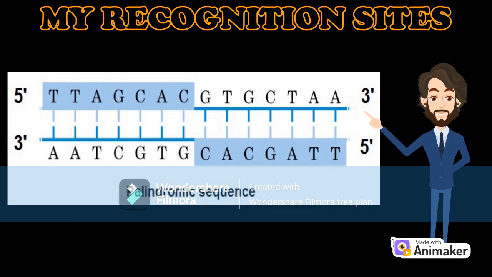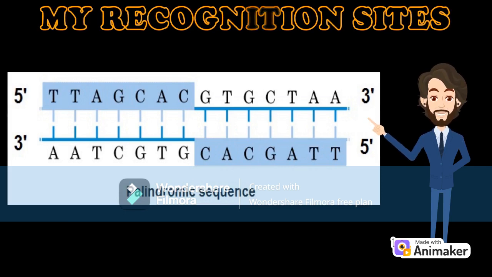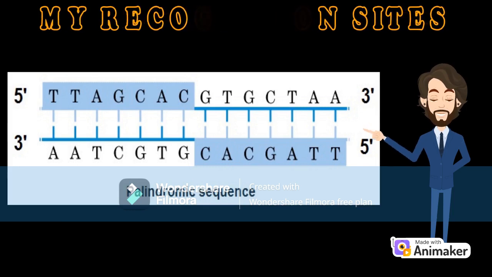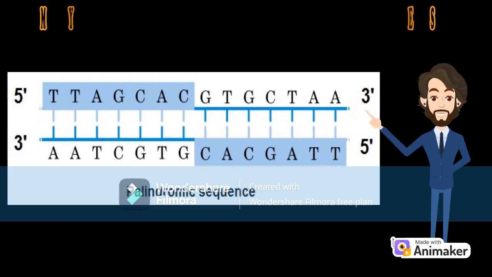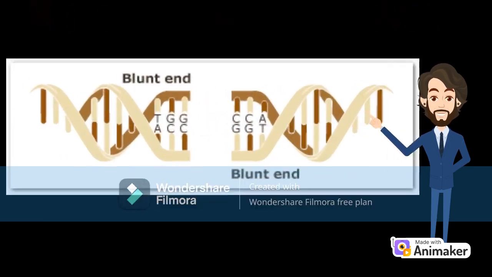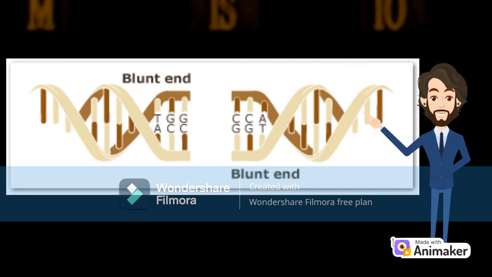Here T T A G C A C on the 5' to 3' sequence is identified, and in its complementary strand, that is 3' to 5', there is also a palindromic sequence of T T A G C A C C A C G A T T. So whenever a palindromic sequence comes, it identifies the respective palindromic sequence and cuts the DNA at the respective site. Now I will explain my mechanism of action, meaning how I act and what the significance of my mechanism is.